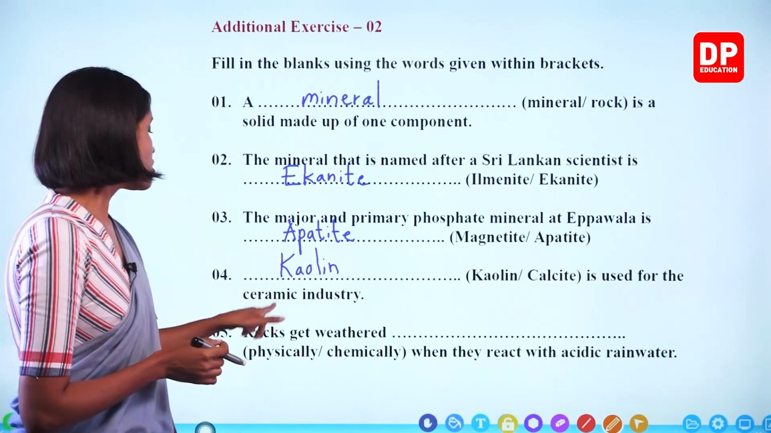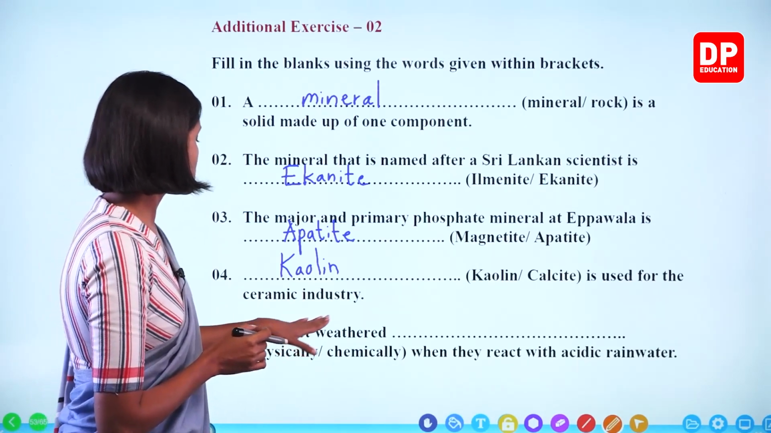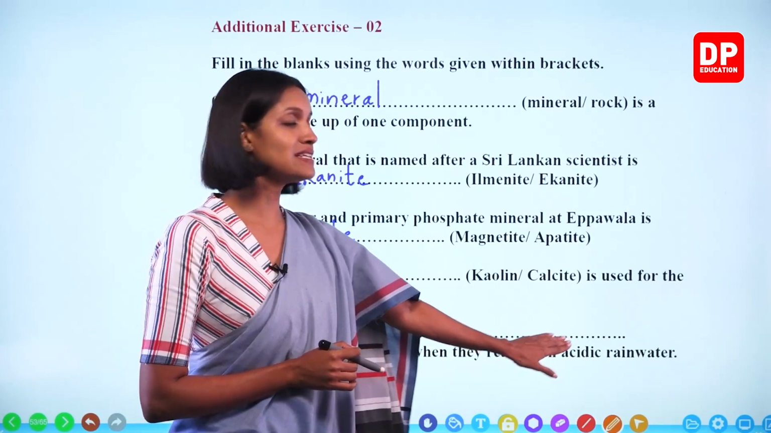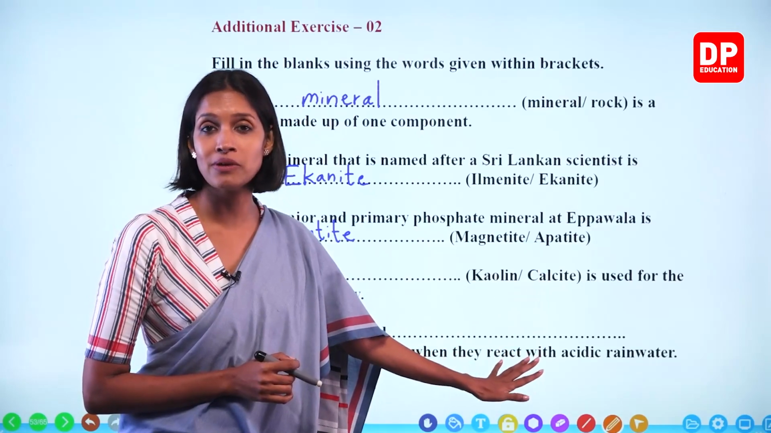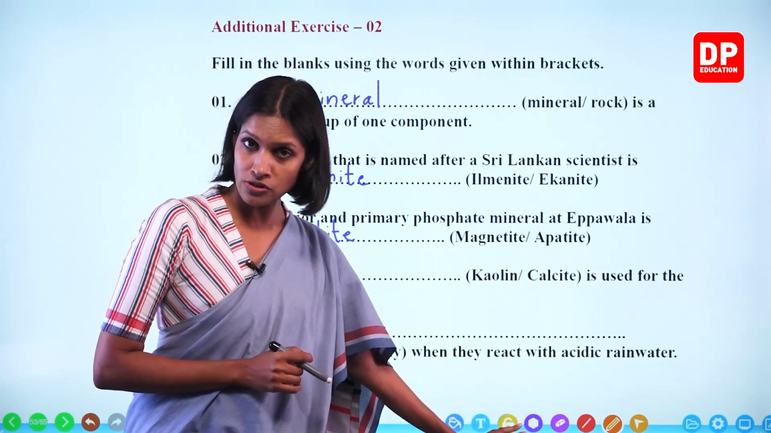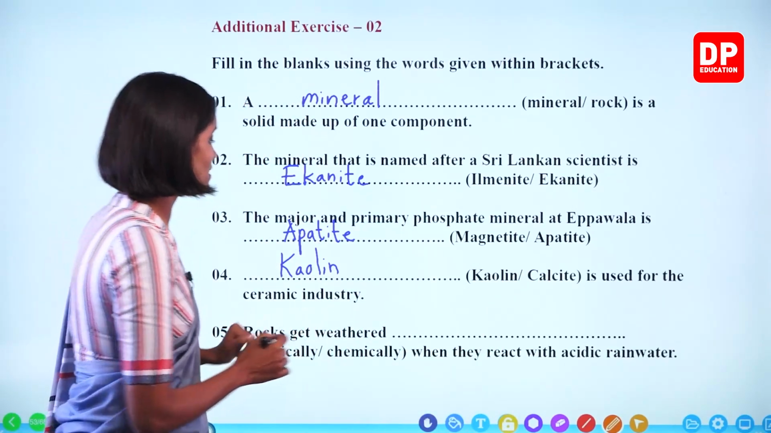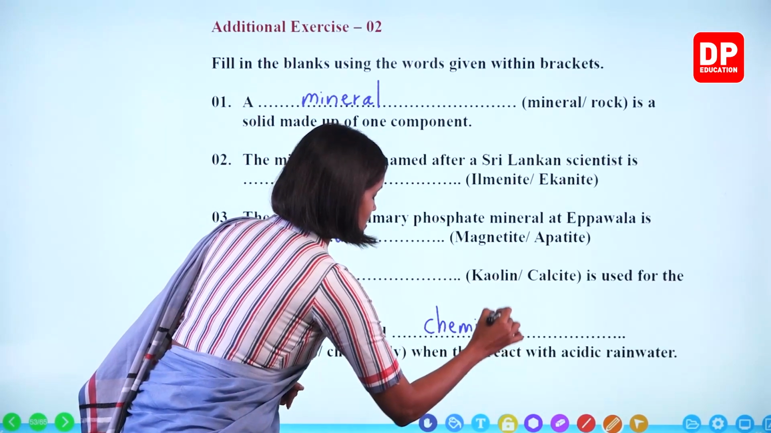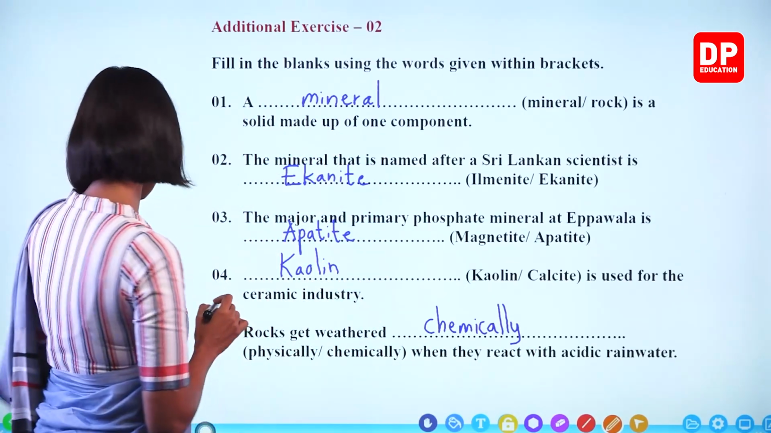Number 5. Rocks get weathered. Weathering means breaking down, okay? Rocks get weathered physically or chemically when they react with acidic rainwater. Due to acidic rainwater, acid is a type of chemical. So what type of weathering takes place? What type of breaking down takes place? It is chemical weathering, right? So rocks get weathered chemically when they react with acidic rainwater, right?